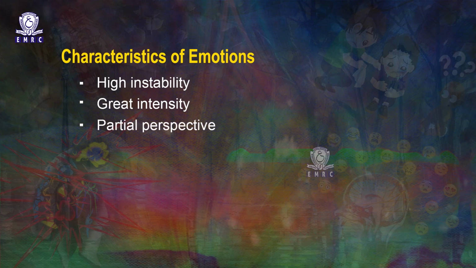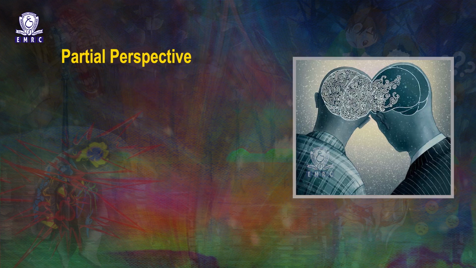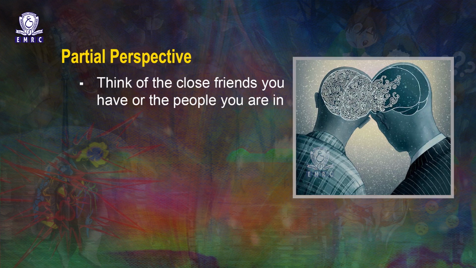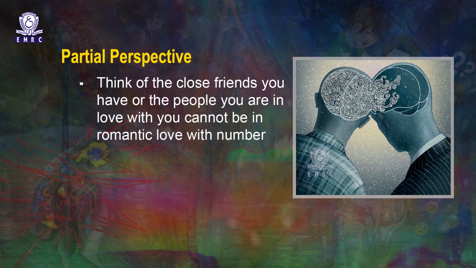And the next one is partial perspective. Think of the close friends you have or the people you are in love with. You cannot be in romantic love with a number of people.